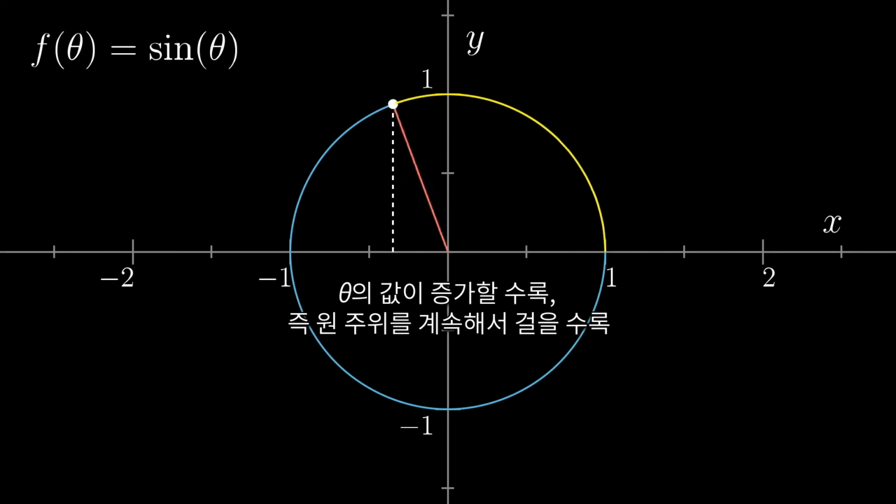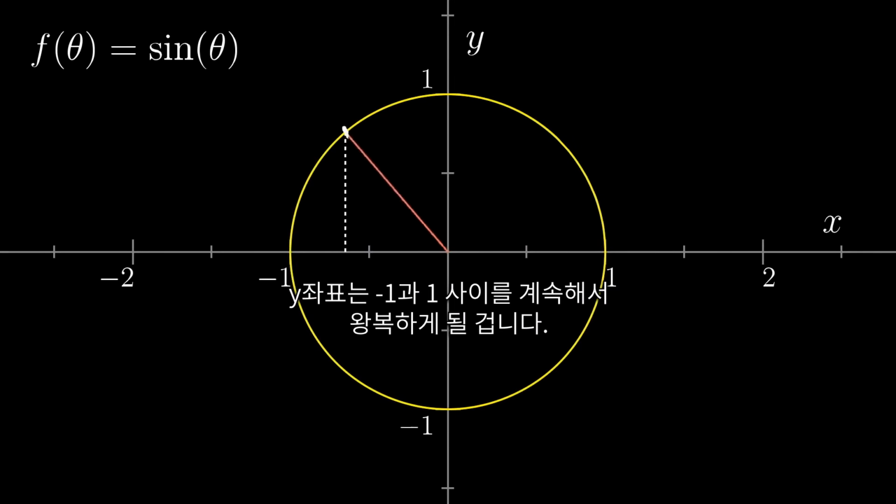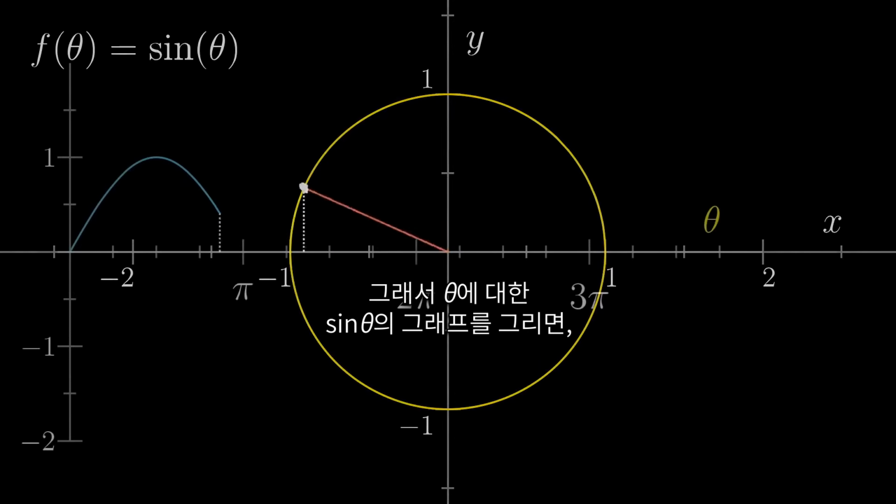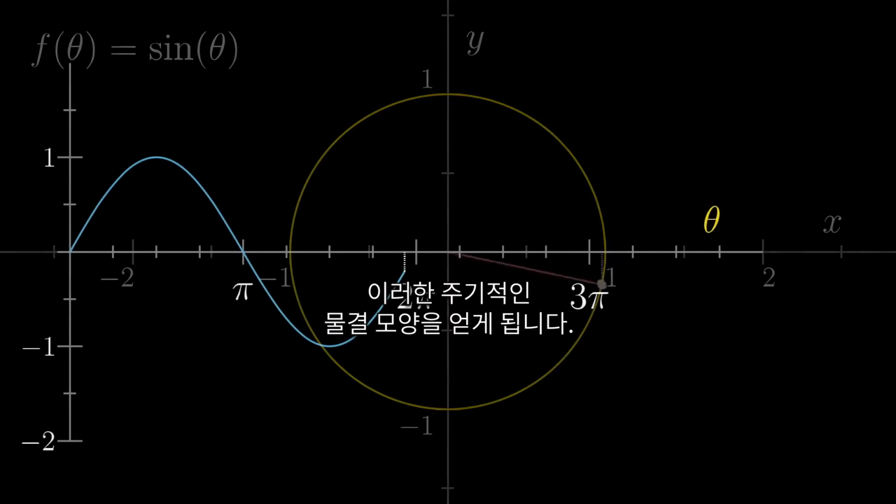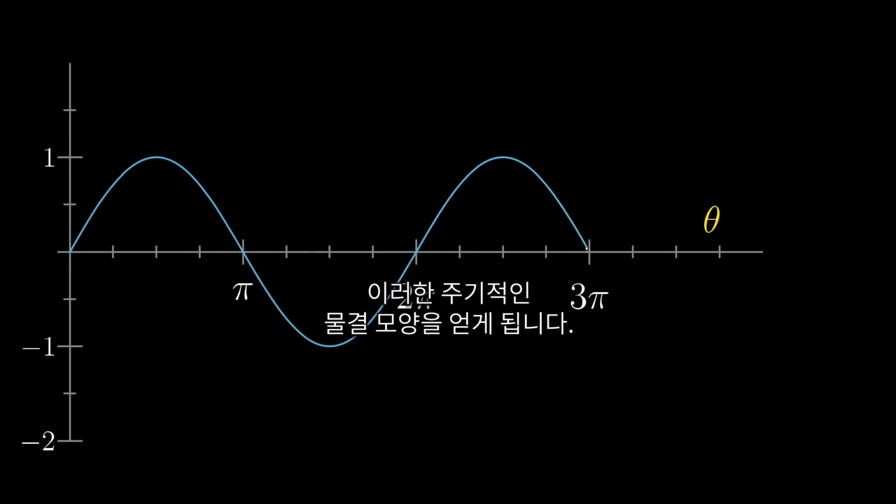And as your theta value increases, and you walk around this circle, your height bobs up and down between negative 1 and 1. So when you graph sine of theta versus theta, you get this wave pattern, the quintessential wave pattern.